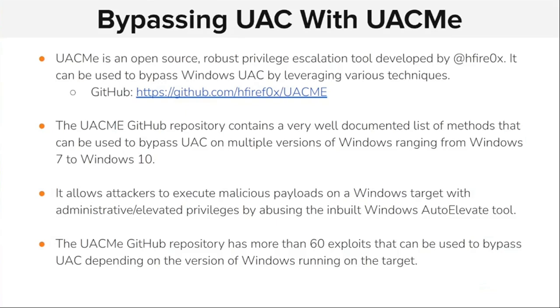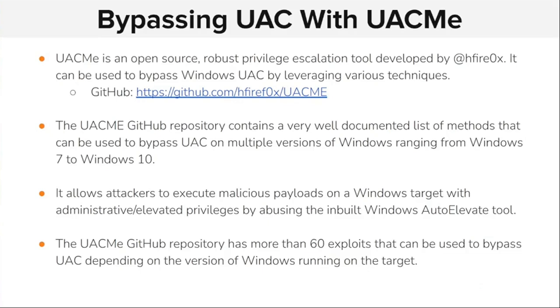And it essentially allows attackers to execute malicious payloads on a Windows target with administrative or elevated privileges by abusing the inbuilt auto-elevate tool. The UACMe GitHub repository has more than 60 exploits that can be used to bypass UAC, depending on the version of Windows running on the target. So what I'm referring to here is that UACMe is facilitated through an executable called akagai.exe. And in order for you to bypass UAC, you need to specify a UAC bypass technique that is actually outlined on the UACMe GitHub repository.